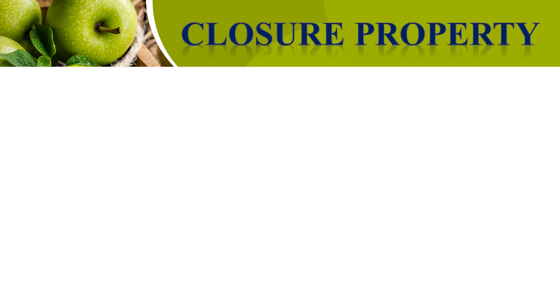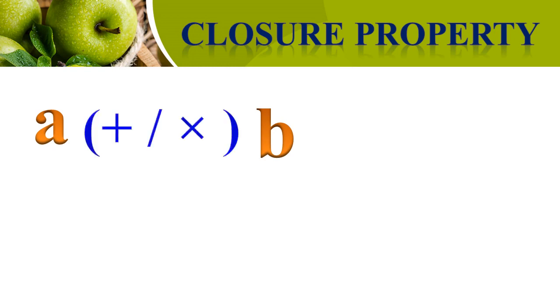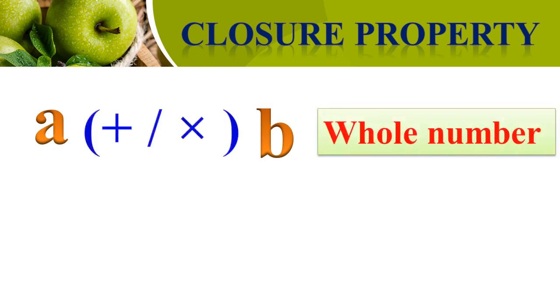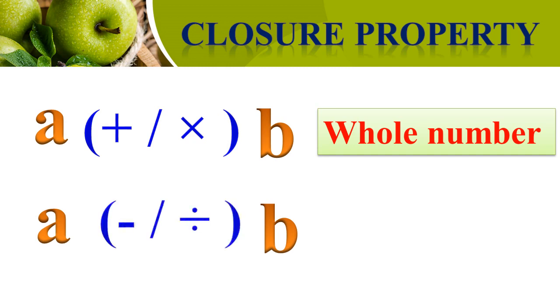First, let us see the closure property. What is the closure property of addition and multiplication? When two whole numbers are added or multiplied, we always get a whole number. Let us check: when two whole numbers are subtracted or divided, do we get a whole number or not?